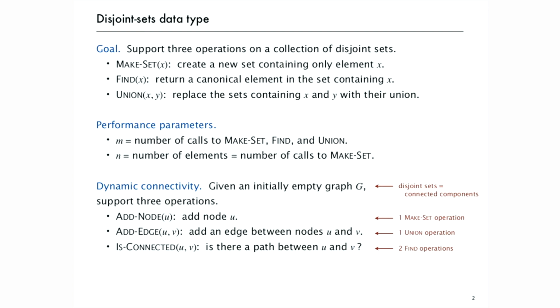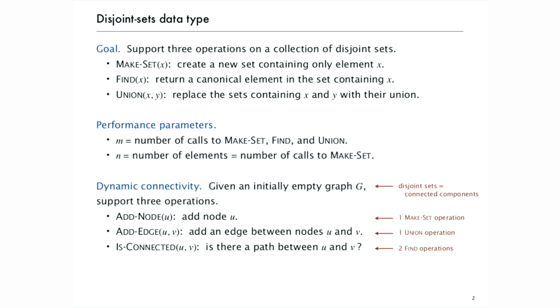So notice M is the number of calls to make set, find and union, and N is the number of elements, like the number of calls to make set, okay? So basically suppose I have N elements, but I could have many calls to make set, find and union. So there could be a sequence of lots and lots of operations.